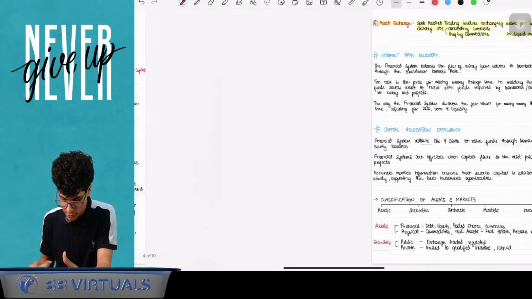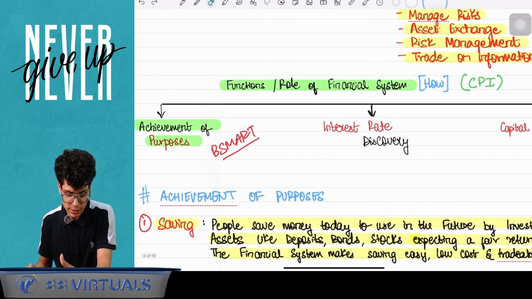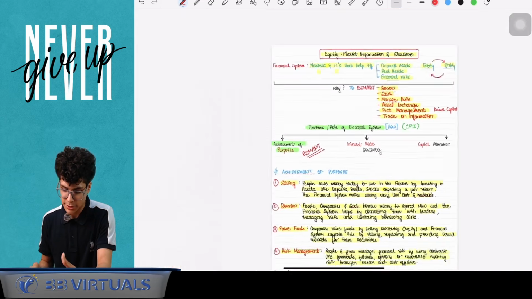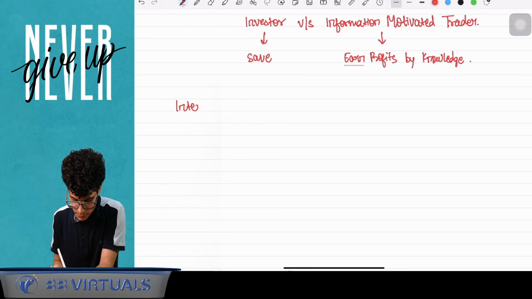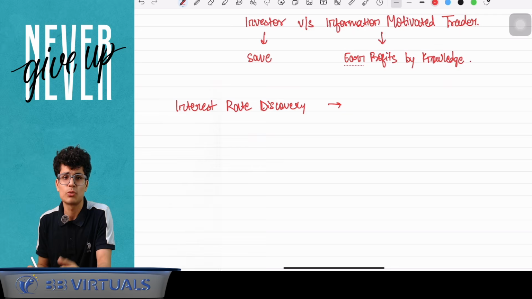So now we have been able to understand what is the role of a financial system. One, that it helps us to be smart. Second, it helps in interest rate discovery. Let us understand now this interest rate discovery. ठीक है? In this, let us take this through an example.